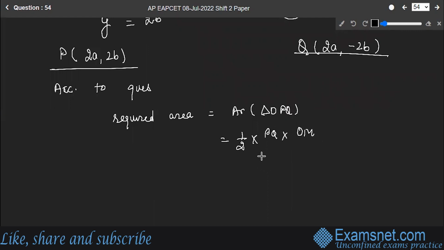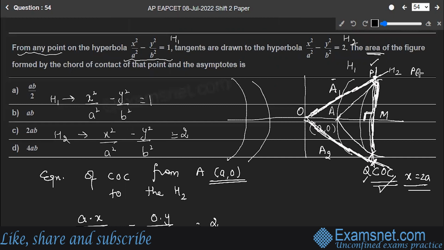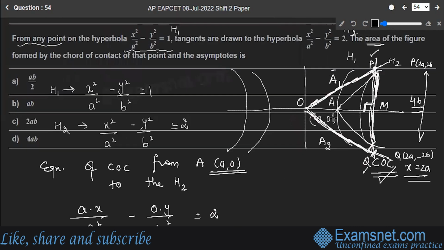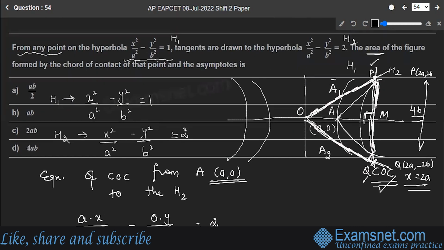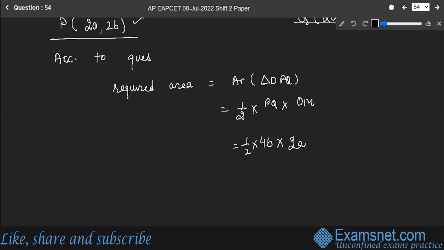Now, what is PQ equal to? Let's see it over here. You know the points, P is this and Q is this. P is given by 2a comma 2b and Q is given by 2a comma minus 2b. So that means the distance is given by 4b. So we got PQ equal to 4b. And what is OM equal to? This is the OM, this is equal to 2a according to the equation. So OM is given by 2a. Let's solve it.